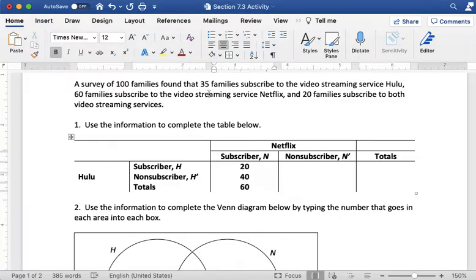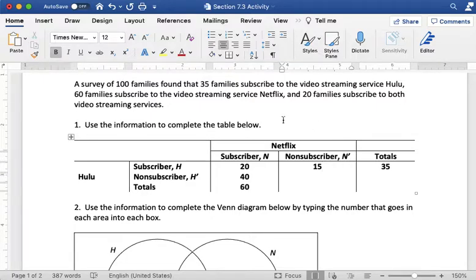Now I also know that 35 families subscribe to Hulu. So again, when I go to Hulu, I know that 35 is the total number that subscribe to Hulu. So that is going to be filled into this box right here. And so that means the number of non-Netflix subscribers to Hulu is going to be 15, because it's going to be 35 minus 20, and that's 15. So this is telling me out of the total of 35 Hulu subscribers, 20 of them also get Netflix and 15 do not also get Netflix.